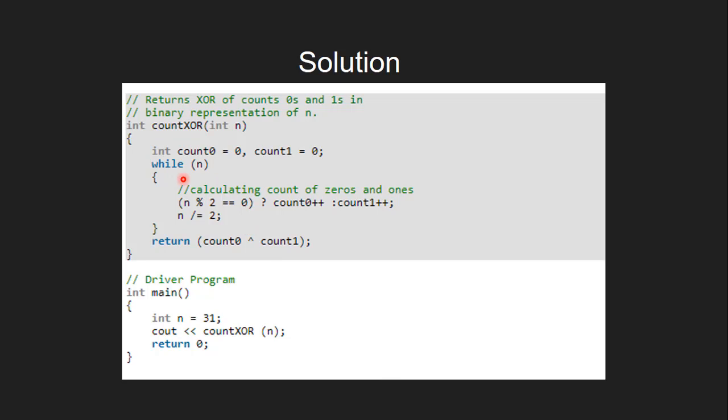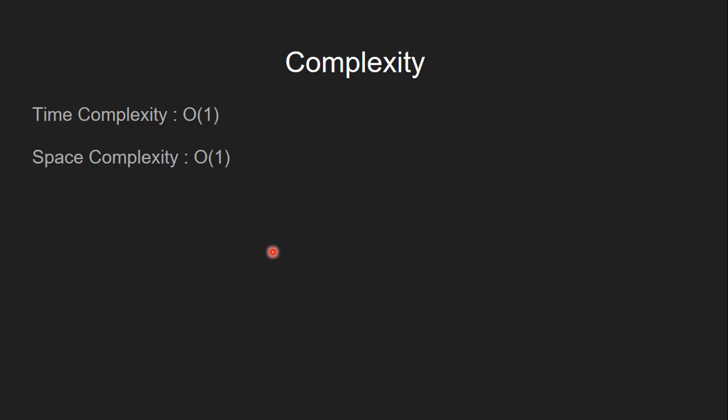At the end of the loop, we have the count of zeros and ones and we simply return the XOR of count 0 and count 1. The time complexity of this approach is O of 1 and the space complexity of this approach is also O of 1.